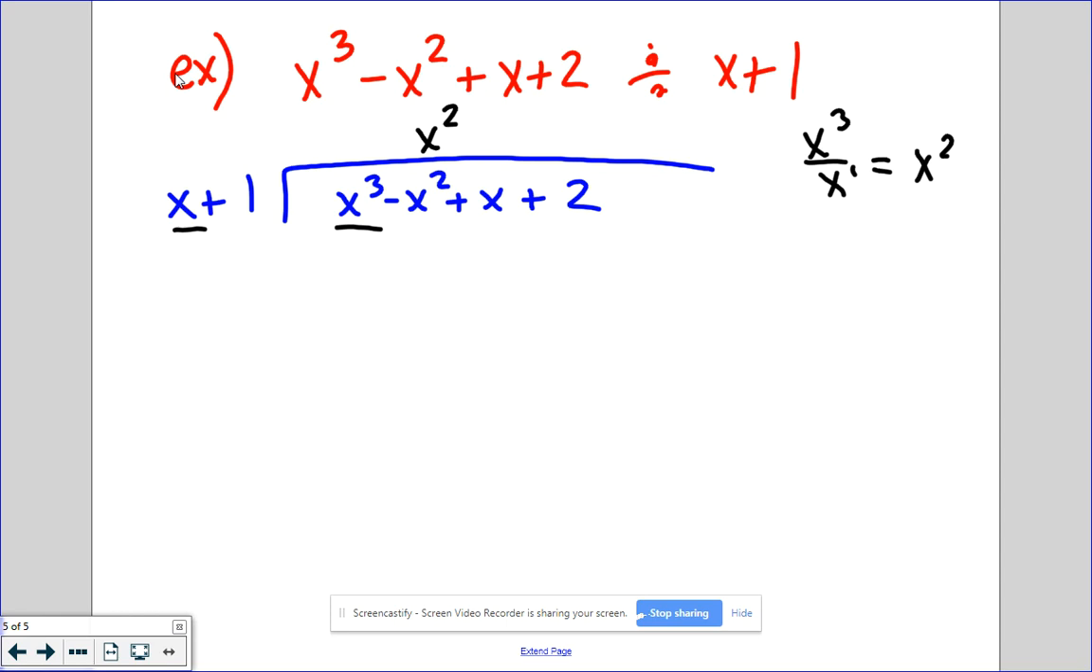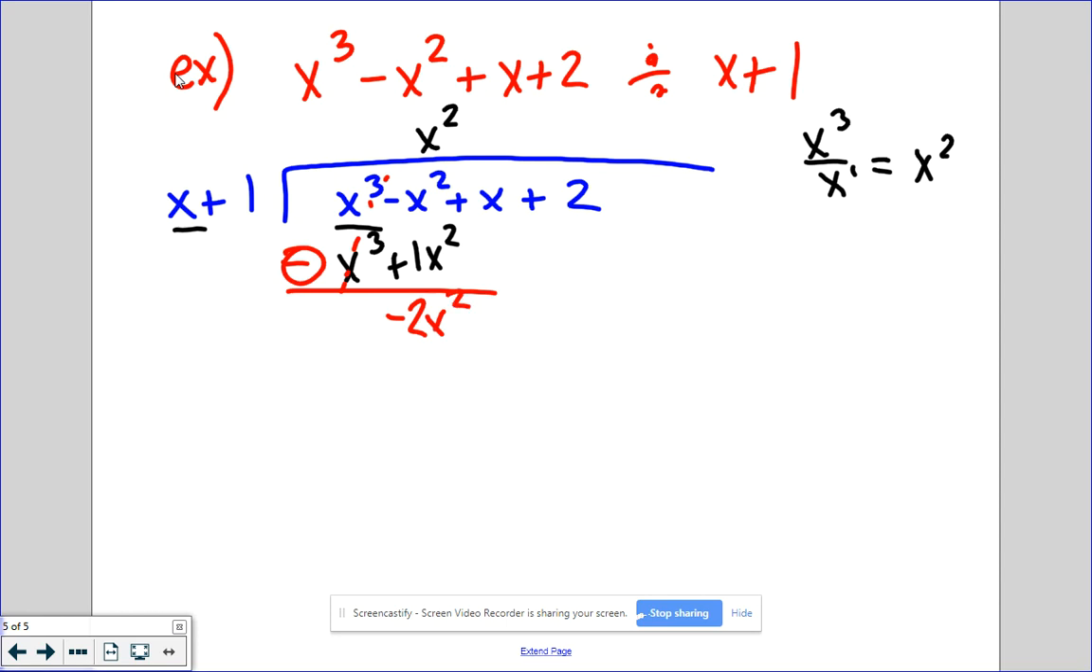Now I take x squared times x, which is x cubed. x squared times 1, which is 1x squared. Here's the tricky part. You have to now remember to subtract. x cubed minus x cubed, that cancels. Where you have to be careful is some of you then just canceled this as well. But it's negative x squared minus positive x squared. So that becomes negative 2x squared.